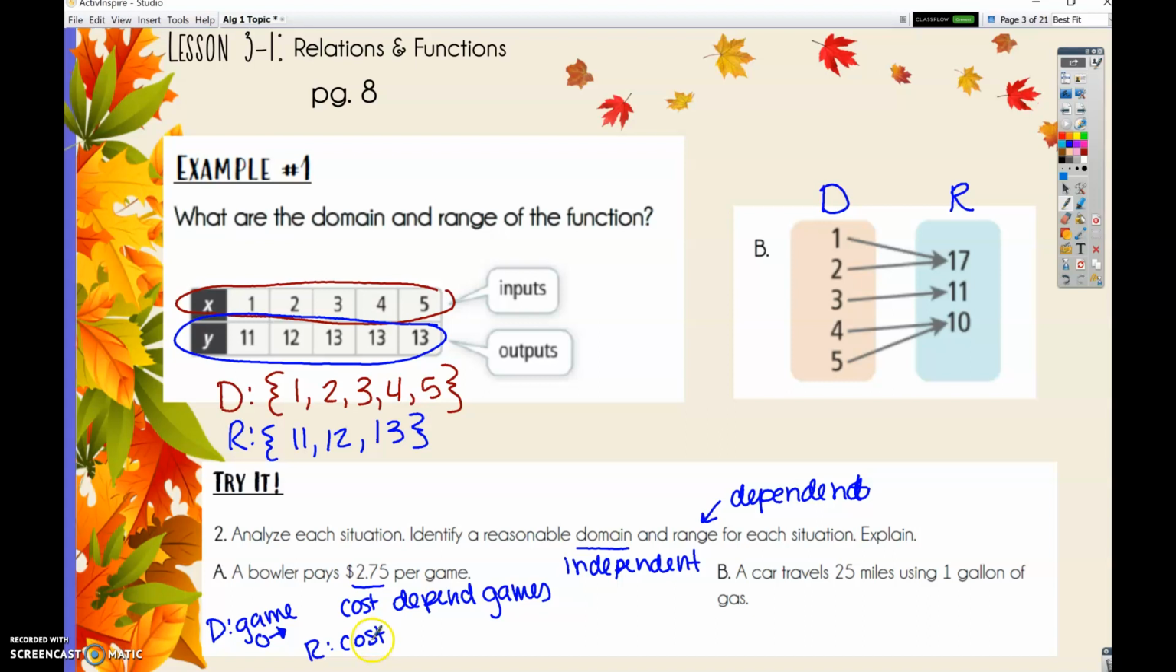We know you're going to play. If you play 1 game, it's going to cost you $2.75. So your range is $2.75 and up, depending on how many games you play.